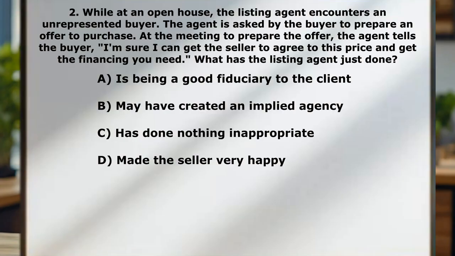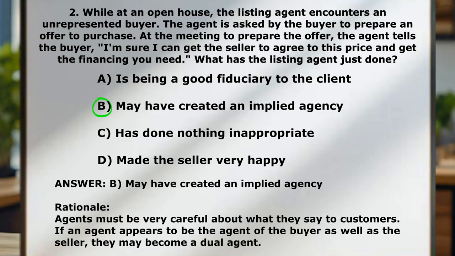The correct answer here is B, may have created an implied agency. Agents must be very careful about what they say to customers. If an agent appears to be the agent of the buyer as well as the seller, they may become a dual agent. Now, keep in mind, in some states, dual agency is legal. In some states, it's a no-no. So understand the laws of your state.